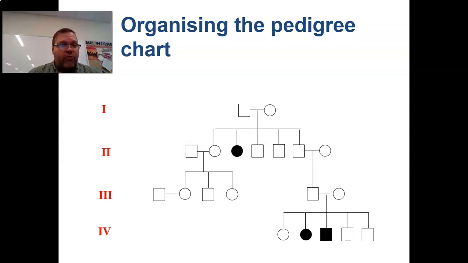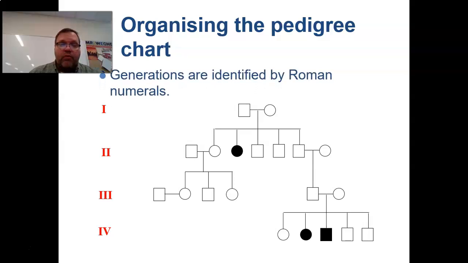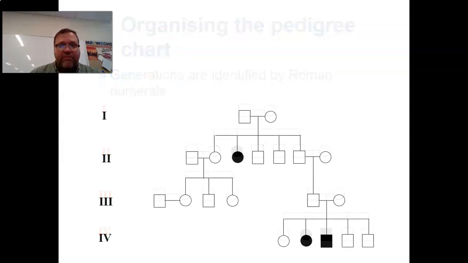And here's how we're going to do it also. They do it by generation. Roman numerals off to the left: 1, 2, 3, 4. The first generation is parents. Second generation is kids. Third generation is grandkids. Fourth generation would be great-grandkids. So you always start with the husband and wife, and then their kids, grandkids, and great-grandkids. Roman numerals are what's used to identify them.